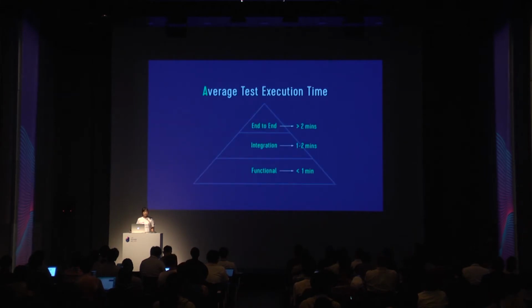Since we used Selenium to automate hundreds of test cases on our projects, from functional to end-to-end level, the more cases we automated, the more time we needed to take on execution. The average execution time in each test scope level is from less than 1 minute to more than 2 minutes. So it usually takes hours to perform UI automation tests for hundreds of test cases.